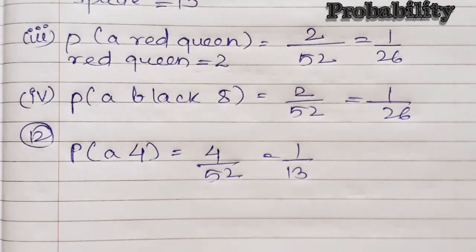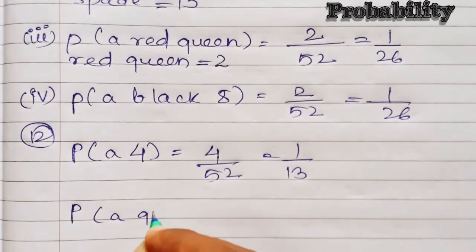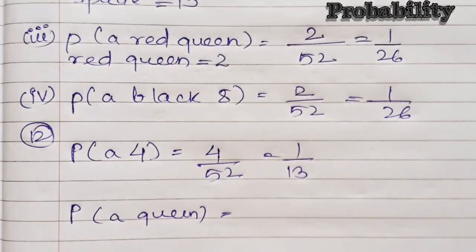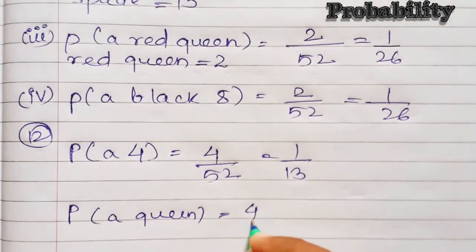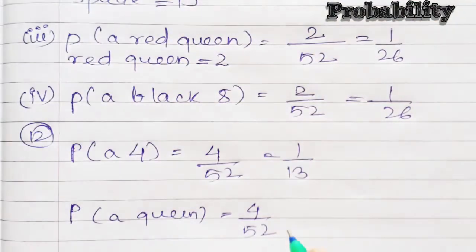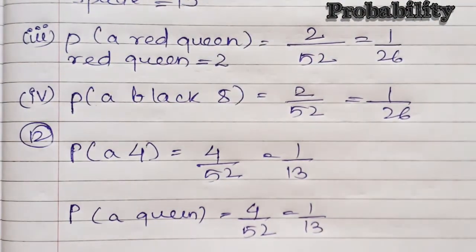Next part is, how many queens are there? That probability we have to identify. So probability of a queen. If you look at that, spade will also be having a queen, club will also be having a queen, even hearts and diamond will also be having a queen. So all the 4 shapes will be having a queen. And how many queens are there in each individual shape? That is 1. So 4 multiplied by 1, so it will be 4 by 52 and it will be 1 upon 13.